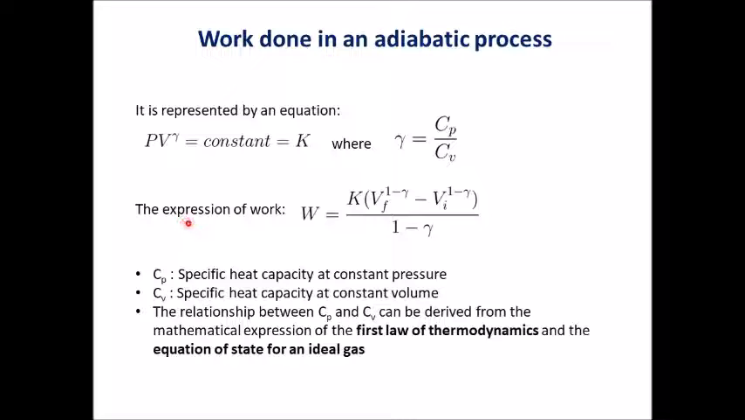And you can see here that the expression of work then becomes W is equal to K, that is this constant, into V final raised to 1 minus gamma minus V initial raised to 1 minus gamma, the whole divided by 1 minus gamma. Again, the relationship between Cp and Cv can be obtained from the mathematical expression of the first law of thermodynamics as well as the equation of state for an ideal gas.